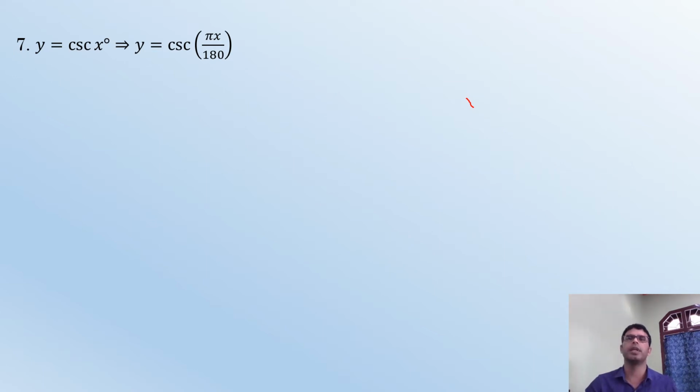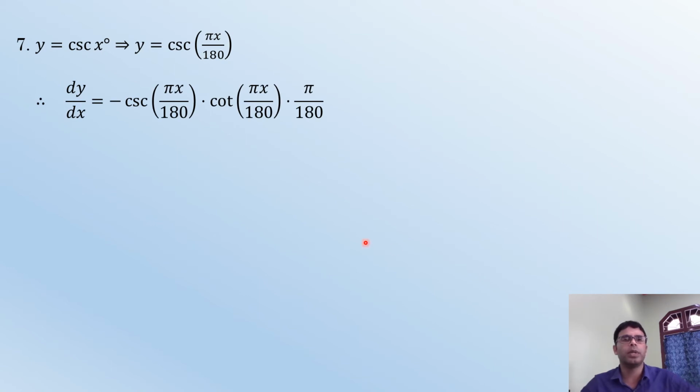Then you write the differentiation. Now the formula of derivative will be applicable here. So therefore dy/dx is equal to the cosec function derivative, which is minus cosec x cot x, where this total term is considered as x, into d/dx of pi x by 180. So pi by 180 is a constant and the derivative of x is 1, and this is the result.